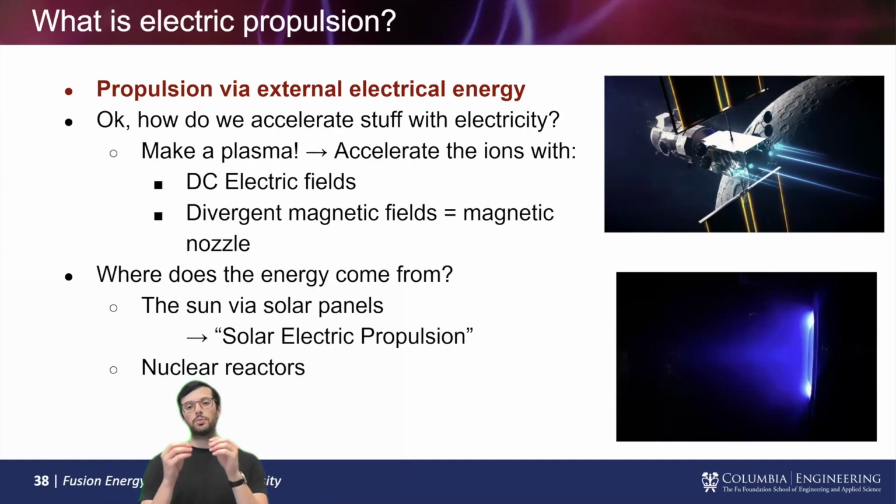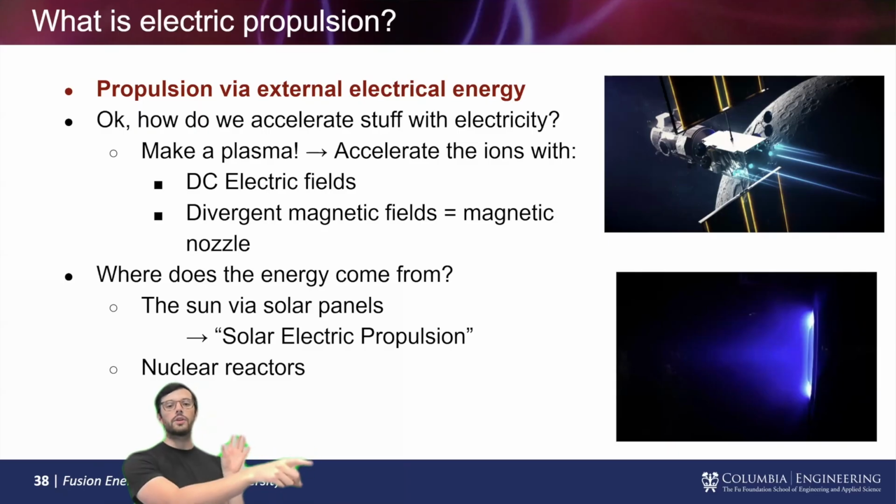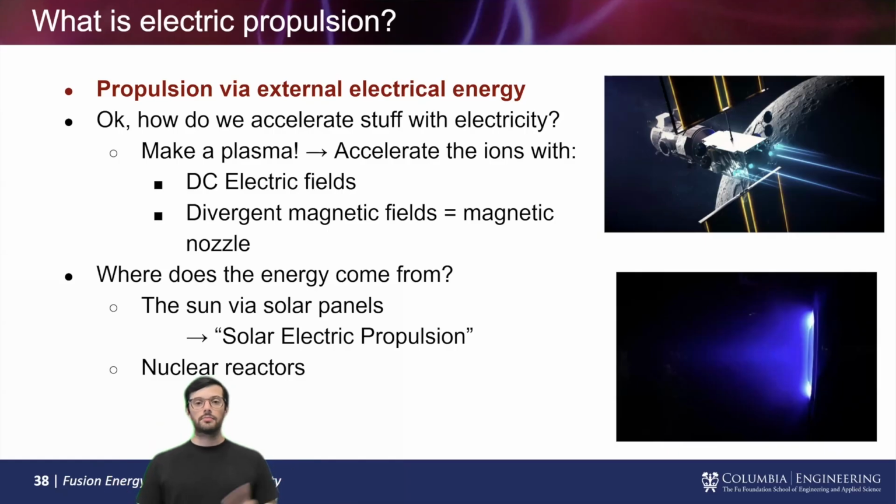So we know that in plasmas, we take electrons off of our neutral atoms, so we get ions and electrons. These ions now have a positive charge. And if I apply a big electric field, that positive charge is going to go in the direction I want it to, and I'm going to go in the other direction. That's it. That's electric propulsion.